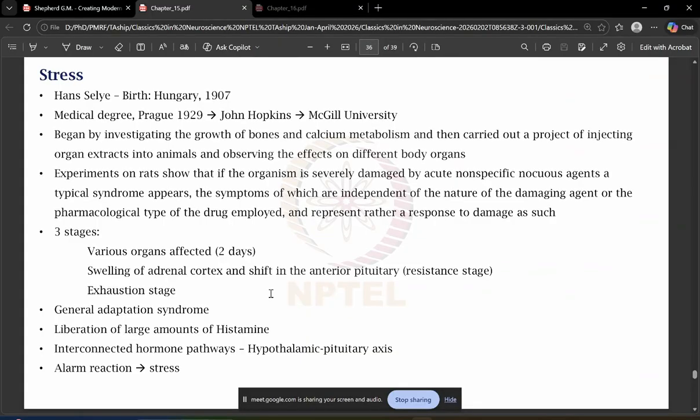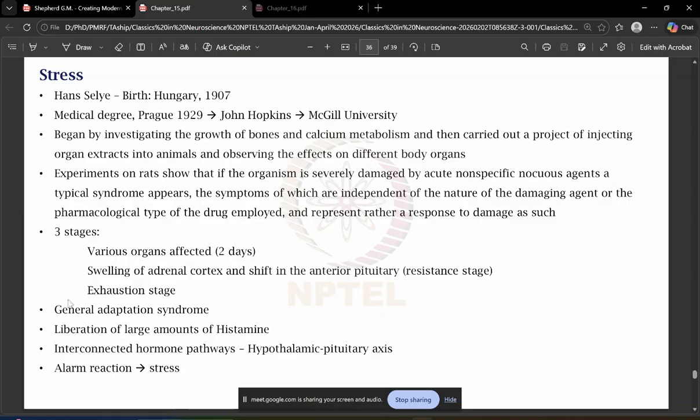In the previous lecture videos, we discussed the vascular connections, basically the portal system that we discussed previously. So that was the anatomical study. He showed the interconnected hormone pathways that exist between the hypothalamus and the pituitary gland. So he is credited with the discovery of that.